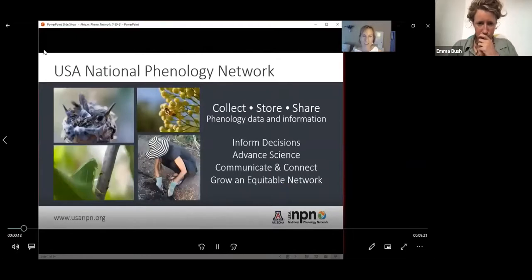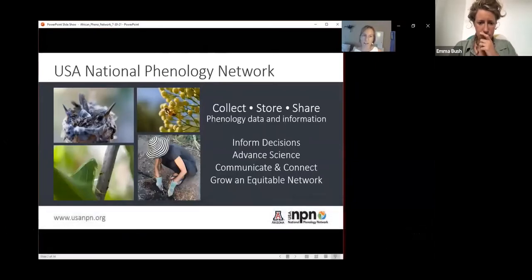The USA National Phenology Network was established back in 2007 with the primary aims of collecting, storing, and freely sharing data and information about when events like leaf out, flowering, migration, etc. occur across the country from year to year.